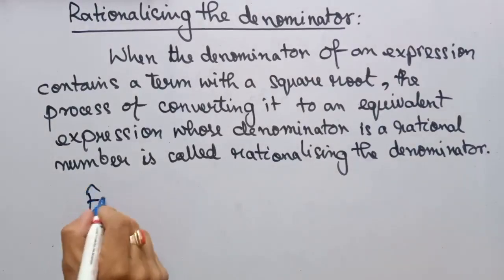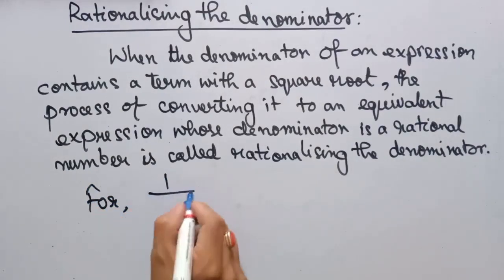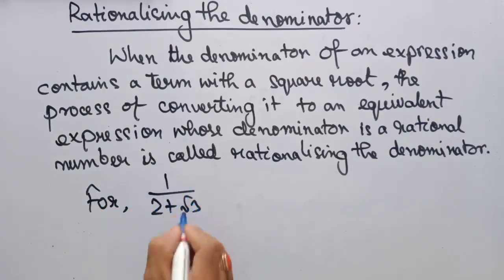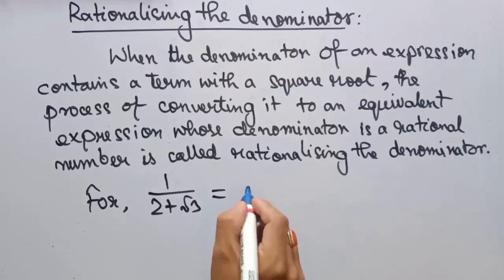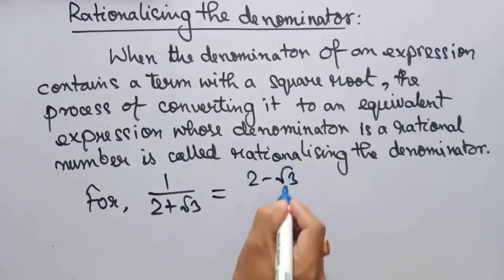For example, the number 1 by 2 plus root 3 is an irrational number. The denominator 2 plus root 3 is an irrational number, and we are to convert this denominator into a rational number. So we have to multiply this number both in the numerator and denominator by the rationalizing factor of 2 plus root 3, which is 2 minus root 3.